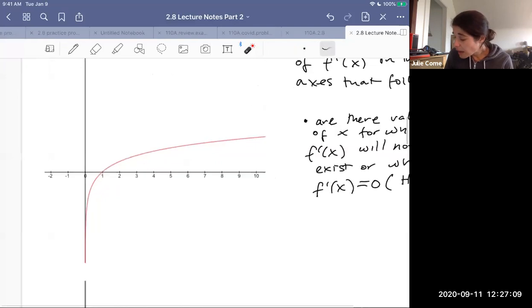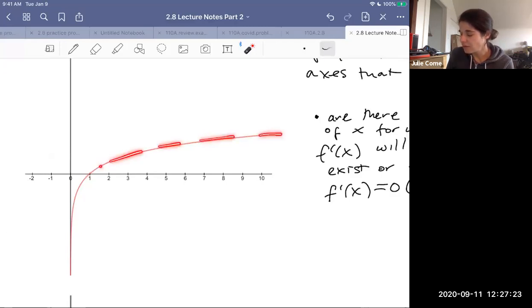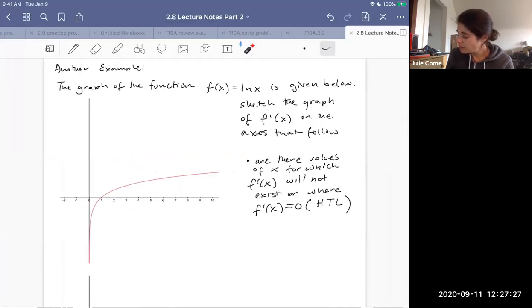Well, if I scan this graph looking for a horizontal tangent line, it looks like I'm approaching a horizontal tangent line over here. However, there isn't any place where this is going to have exactly a horizontal tangent line. However, there are certainly a lot of places where f prime of x is not going to exist. Notice, since the graph doesn't exist to the left of 0, or even at x equals 0 itself, certainly the derivative is not going to exist over there either.